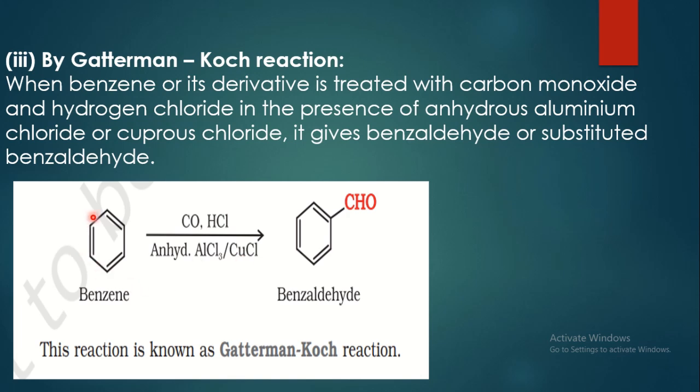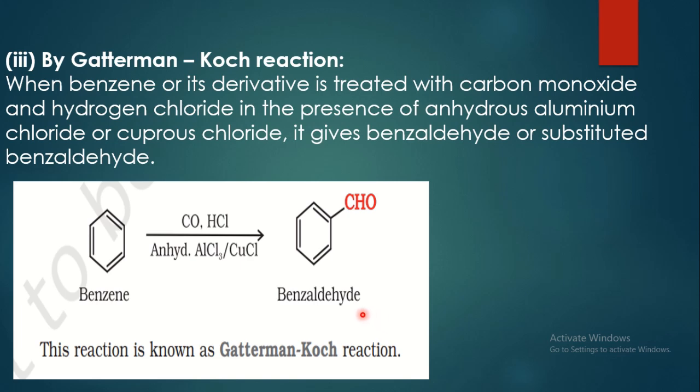For example, suppose this is your reaction: benzene, clear, we passed carbon monoxide and hydrochloric acid in the presence of anhydrous AlCl3, anhydrous AlCl3, directly it will produce the aldehyde group, and this reaction is called Gattermann-Koch reaction. So how many times do you need to practice? At least twice or thrice in a week. You should remember this kind of naming reaction or even the preparation.